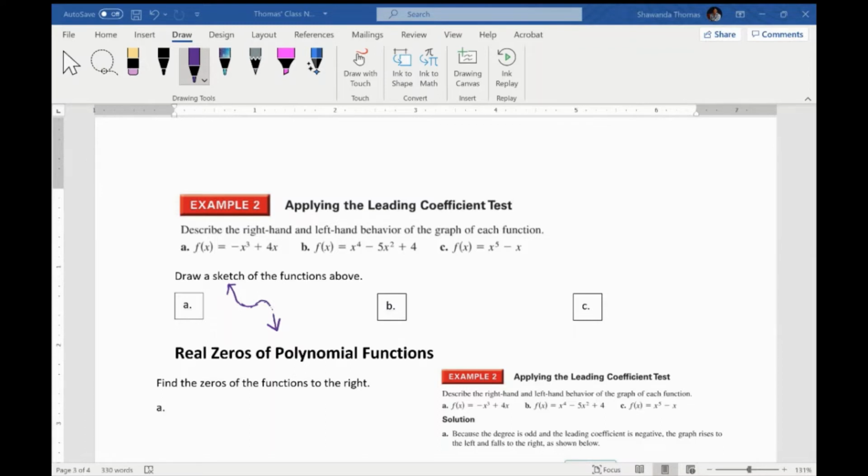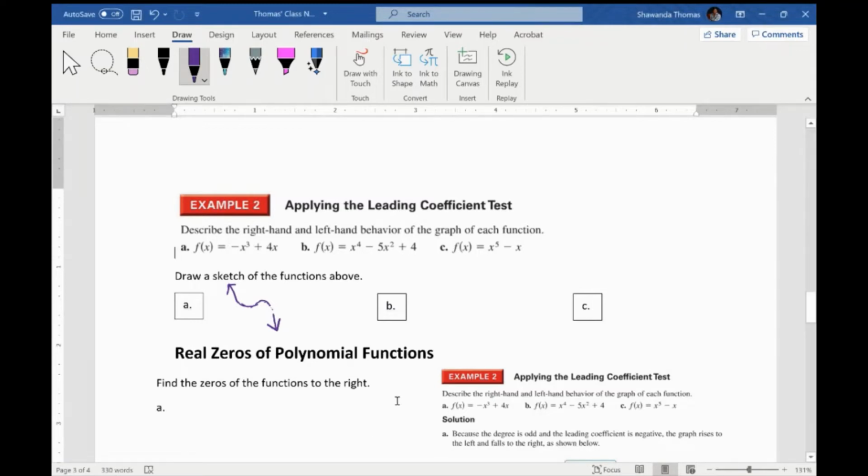Other than Kyria, Kenneth, Alicia, and Zoe: what's happening on the left? What's the left hand behavior? It's falling on the left. Yeah, falling down. It's a positive leading coefficient. Very good. Therefore, the left side is doing what, Alicia? It's rising. And the right side is doing what? Going down. All right, here we go again.